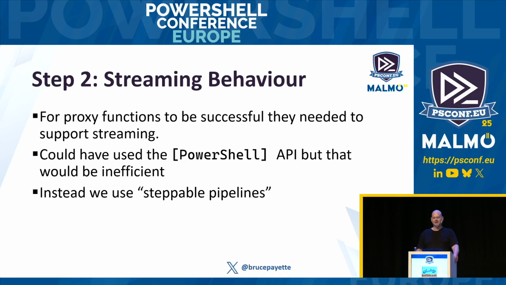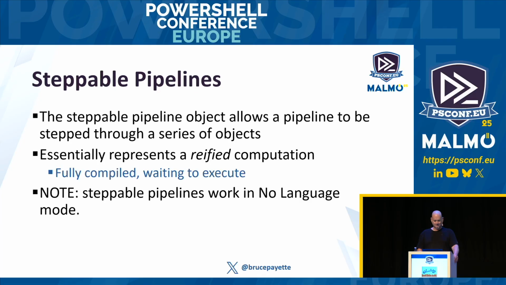This is the ability to take a simple pipeline and turn it into something that can be orchestrated by the calling process or the calling function. These are called steppable pipelines. They allow a pipeline to be stepped through, so you can call begin, you can call process, and then you can call end. They represent essentially a reified, that is, made concrete, computation. It's fully compiled and waiting to execute. And note that steppable pipelines are purely pipelines. They only contain commands and pipelines. They don't contain any language features.